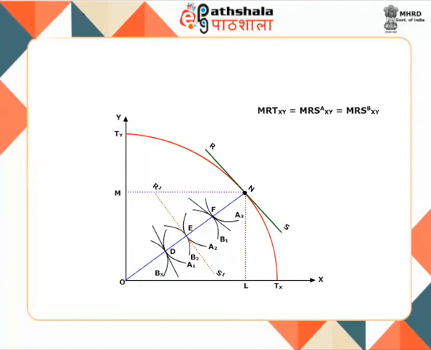For example, corresponding to point N on the production possibility frontier or the transformation curve TXTY, the total production of OL units of X and OM units of Y should be distributed between individuals A and B such that the common slope of indifference curves of individual A and individual B at point E equals the slope of the production possibility frontier TXTY at the point of production N.